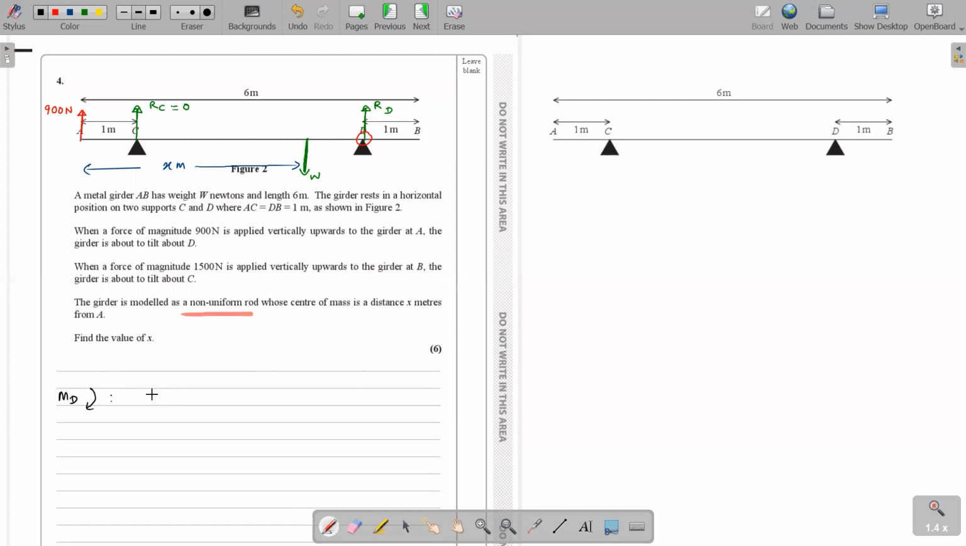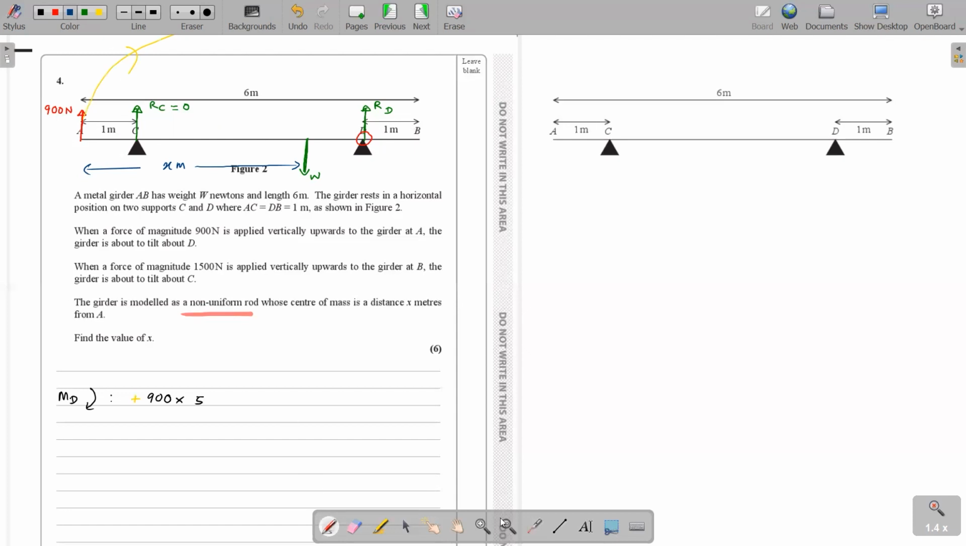What happens? 900 Newton into how much of a distance do we have? From 900 Newton to point D, how much of a distance do we have? 5 meters. Why? Because the whole thing is 6 meters, D to B is 1 meter, which implies A to D must be 5 meters. And is it a clockwise or anti-clockwise moment when 900 Newton is pulling this upwards? It's pulling it upwards around D, so you can see it's a clockwise moment. So I'll name it plus.